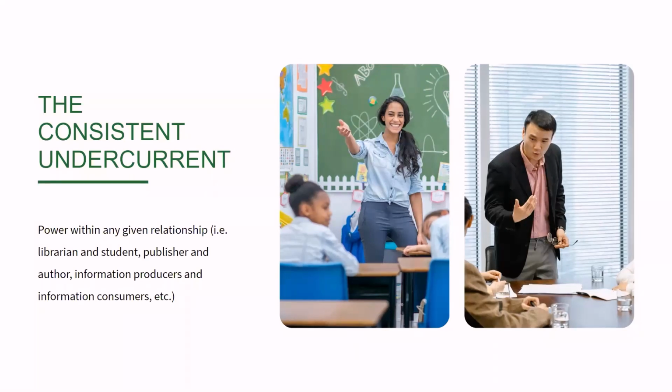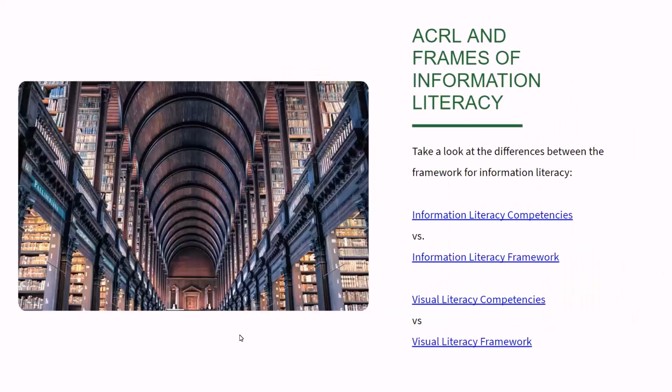And the main thing to understand is that with critical information literacy, power and the information that it produces cannot be separated from one another. So when we think about a peer-reviewed article and the information that's created in a peer-reviewed article, we also have to think about the power dynamics that got that information to that point.